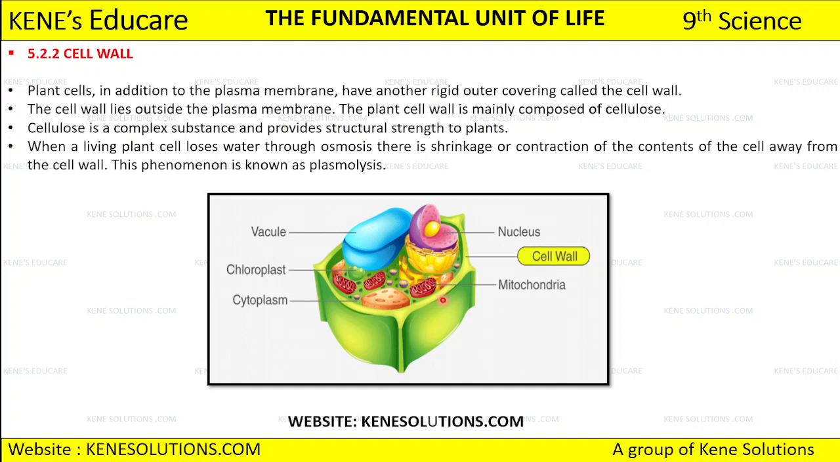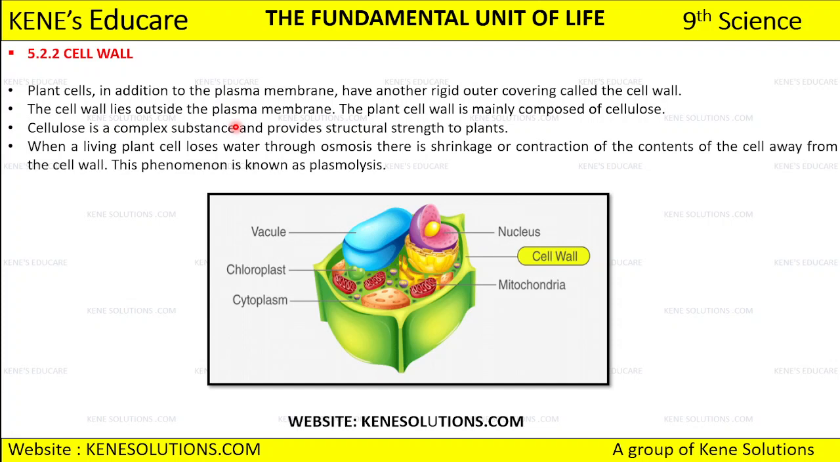What is the cell wall? It is the rigid outer covering which is present in the cell, and we call this rigid outer covering the cell wall. What will we call it? Cell wall. Okay. Now the cell wall lies outside the plasma membrane. Where is the cell wall? Outside the plasma membrane. It lies outside the plasma membrane, and the plant cell wall is mainly composed of cellulose.